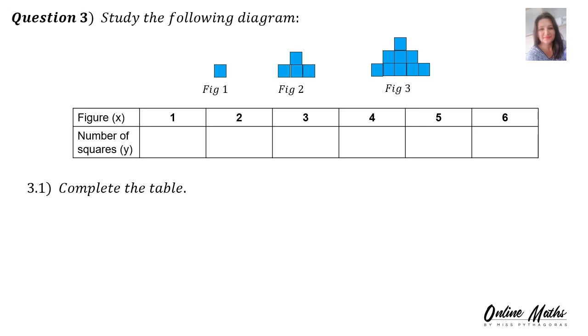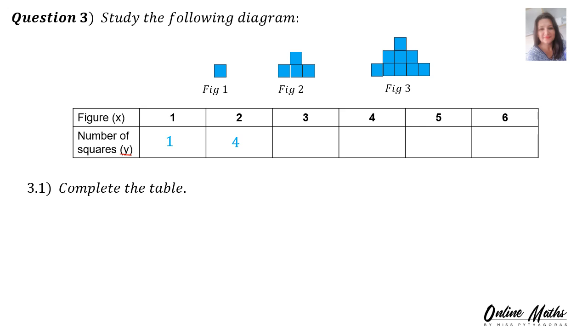So in order for us to complete the table, we have to go back to the sketch, to the diagram. Let's see. Figure 1, number of squares, that's the y value. How many squares are there? There's only 1. Therefore, the corresponding y there is 1. When we go to figure 2, we can count how many squares. When we count them, do you agree there's 4?